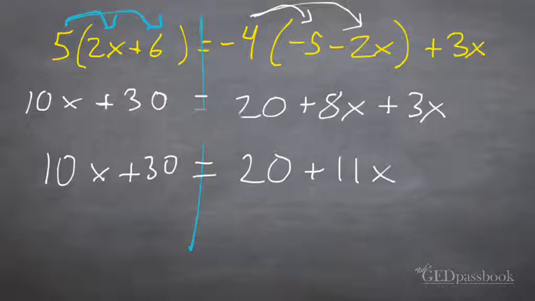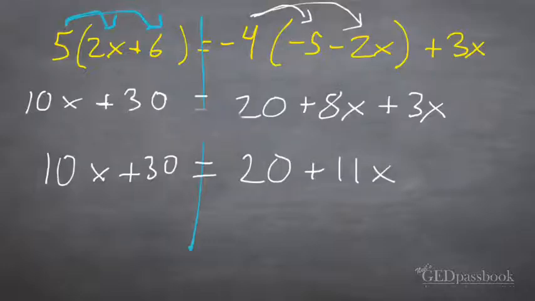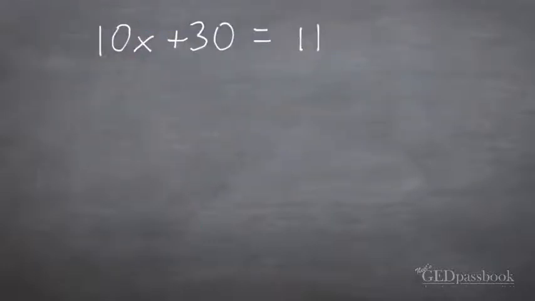10x plus 30 equals 20 plus 11x. Remember that. And tell me it. It was 10x plus 30 equals 20x plus 11. Yeah. 11x? No, 20 plus 11x.